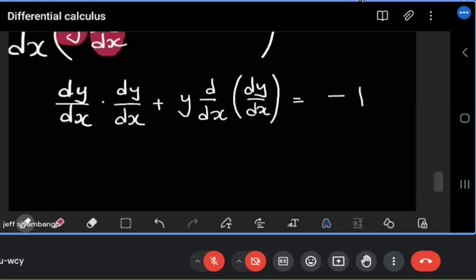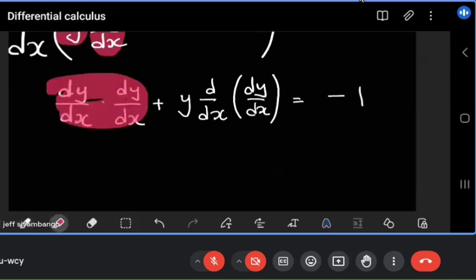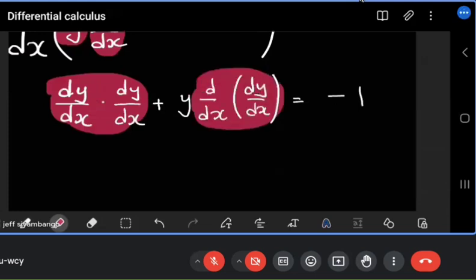Now, notice one thing. I want you guys to look at these two. When I multiply this, what do I get? And when I write this, what do I get? Can you guys observe the difference? You see the difference between those two expressions? One gives you the second derivative. The other gives you the first derivative twice. Do you see that?